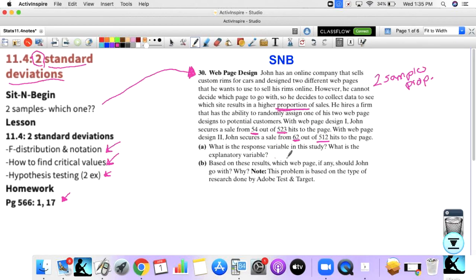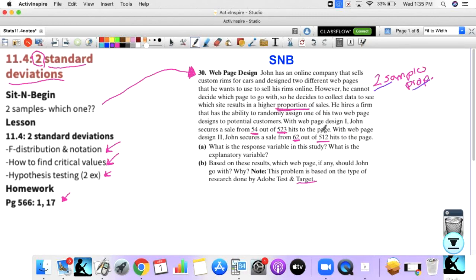Next, based on these results, which page, if any, should John go with? Why? So this is actually how people do testing to see whether or not they're going to do web page designs. I mean, your text is saying that Target does it. That's a pretty big company. So in order to be able to make this decision on whether it actually matters or not, we should do hypothesis testing of two samples that are both proportions.